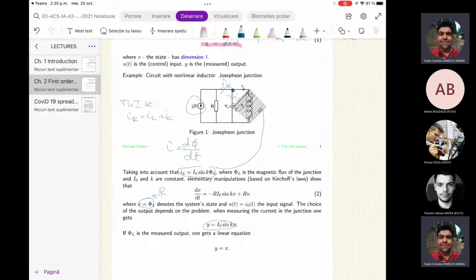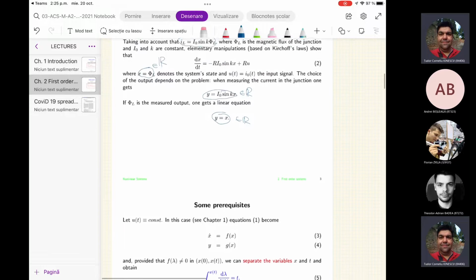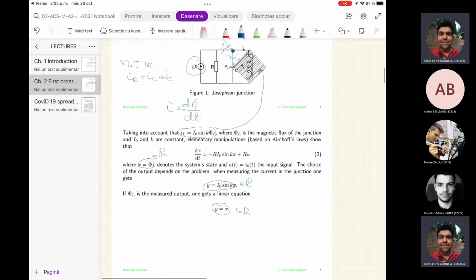However, if you can measure the flux, you can take this output. So the model changes, because the measured output changes. But these are also real valued. Fine. Good. So this is a good example of a nonlinear scalar model.